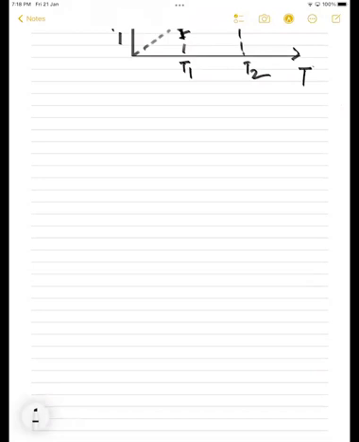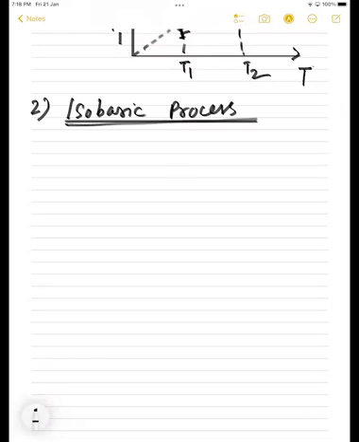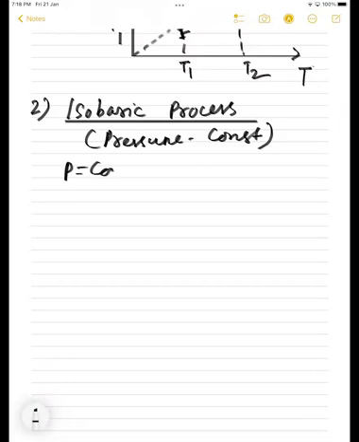Okay, let me explain first. Then number two, right? Isobaric process. Bar is the unit of pressure, no, students? So isobaric means pressure constant. What is constant? Pressure constant, right? So pressure constant means P is equal to constant. And dW is equal to how much? P dV.